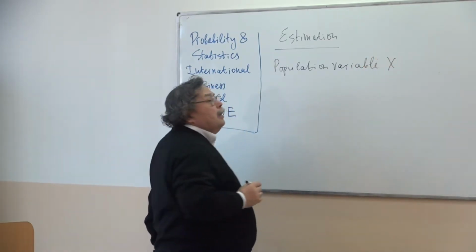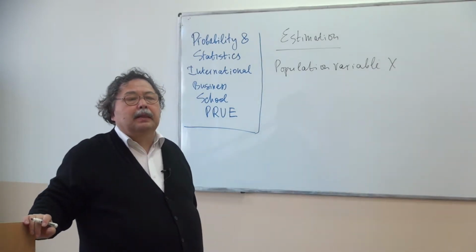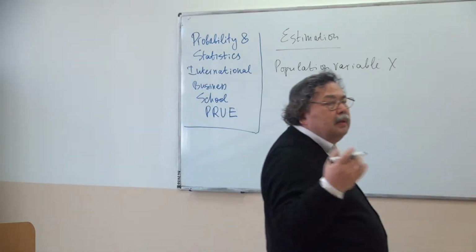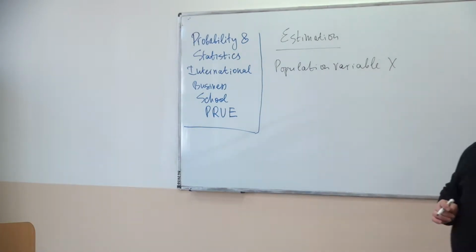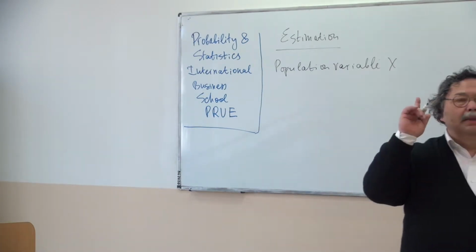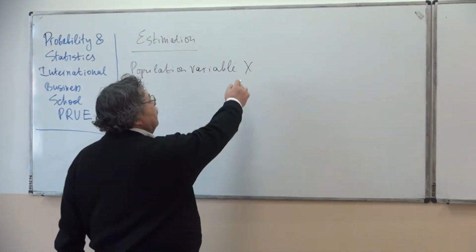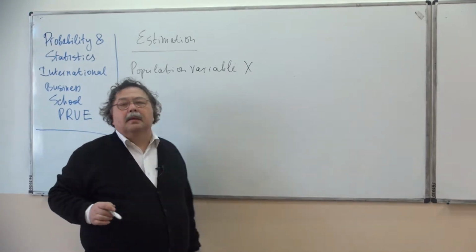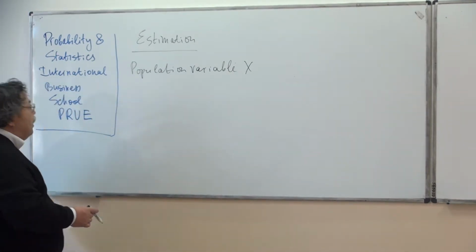Okay, we assume that each member in the population under study possesses a certain individual value of a numerical characteristic. And by choosing at random one member from this population, we create a random variable x that is called population variable.